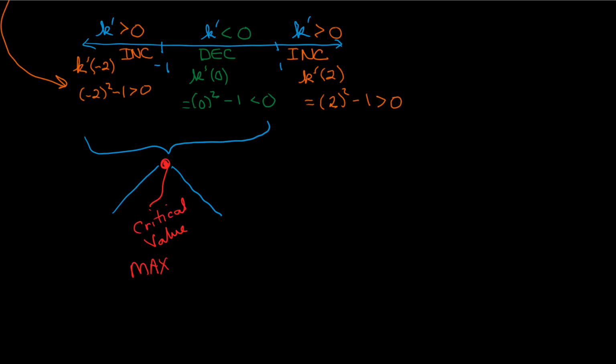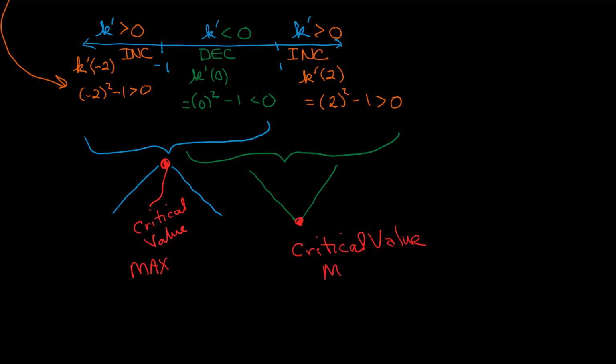If we look at the second interval, if we go from here to here, the function is now going from decreasing to increasing. Once again, we have a change in direction. This is referred to as a critical value. And in this case, if we're going from decreasing to increasing, as drawn right there in the green lines, this is a minimum.